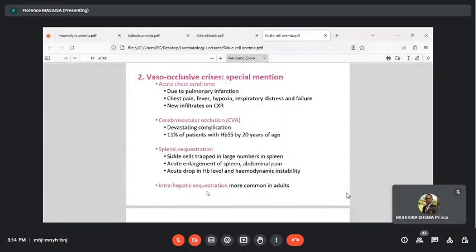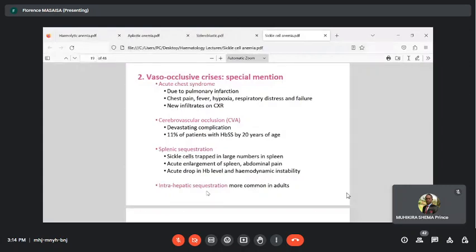Splenic sequestration. So there will be a high number of sickle cells which will be trapped in large amounts in the spleen. That will cause acute enlargement of the spleen with severe abdominal pain. There will be drops in hemoglobin level, causing the patient to be hemodynamically unstable. There will also be intrahepatic sequestration in the adult.